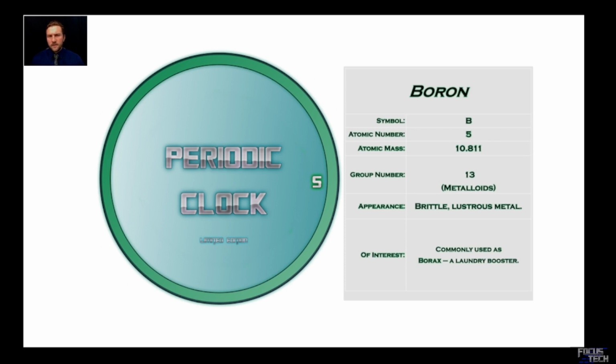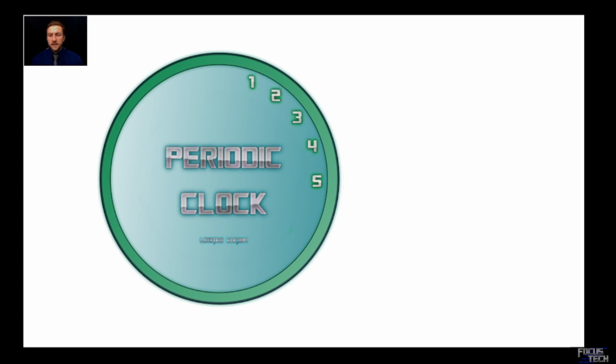Number 5, boron. So boron is a lustrous semi-metal. It's number 13 in the group arrangement. It's a metalloid. Okay, boron is commonly used in what they call borax, which is a laundry booster.